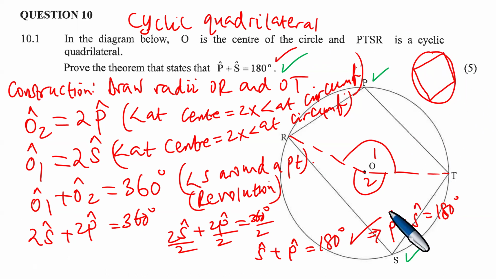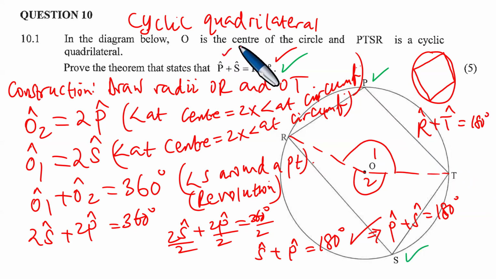Yes, please. If we did the construction from P to S, were you still going to get the same? Was the proof still going to be right? That's a good question. If you do the construction from P to S, the proof is going to give you angle R plus angle T equals 180 degrees. So if you join P and S, it gives you the other angles.